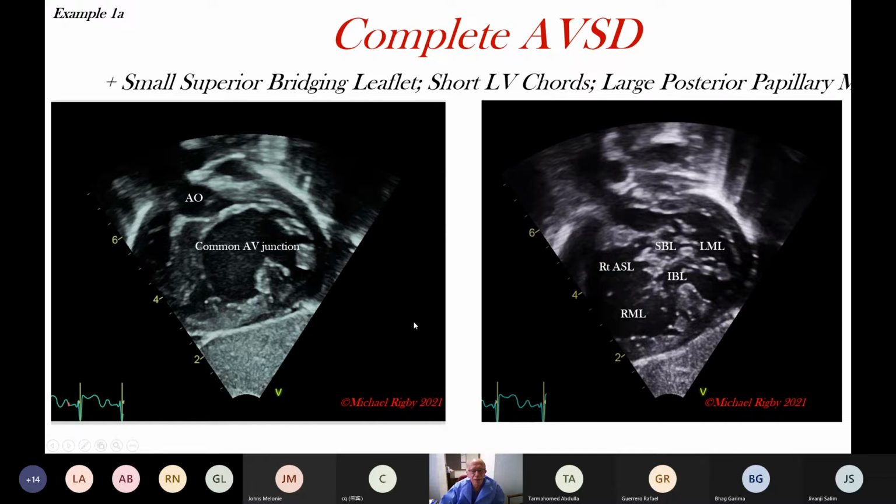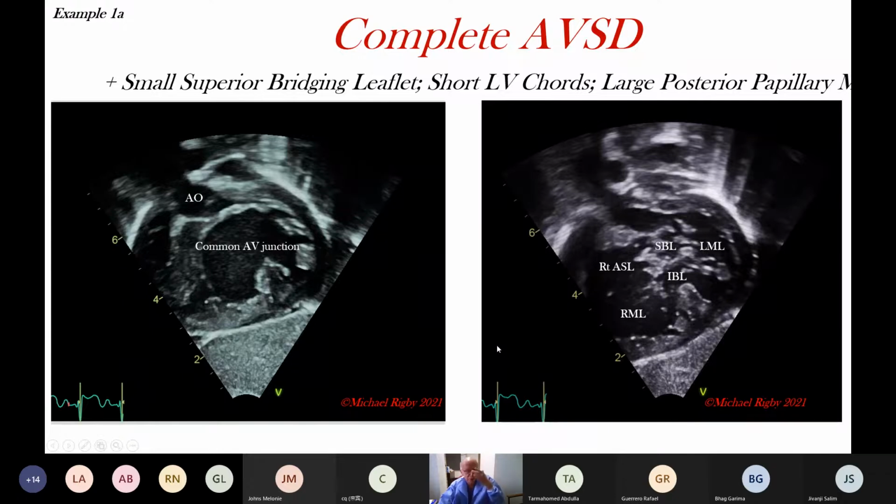And I suspect the cardiologist responsible for the patient had not looked at the echo in detail himself. Anyway, so here's the common AV junction. Here is the short axis view of the valves during ventricular systole. The thing that strikes you is the superior bridging leaflet looks very small. The left mural leaflet is quite large. The right anterosuperior leaflet is large. The right mural leaflets are good size, but the superior bridging leaflet and to some extent the inferior bridging leaflets are small. Anyway, let's go back.